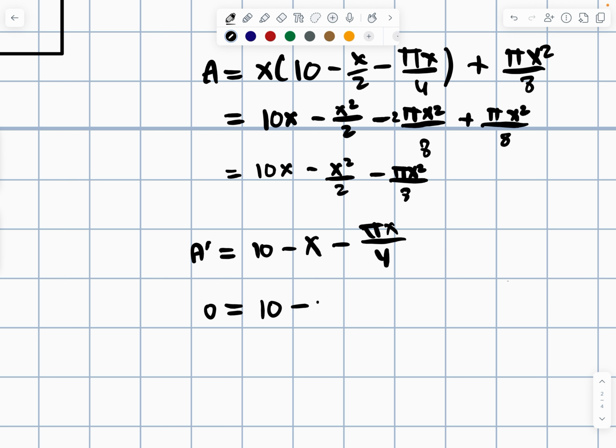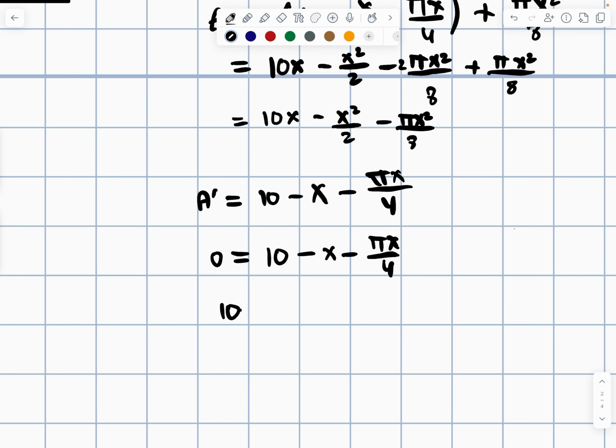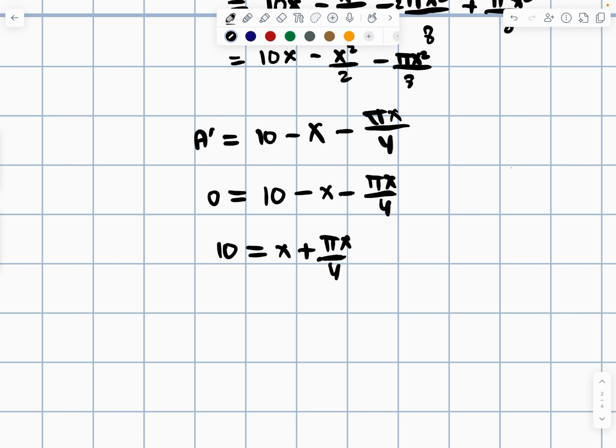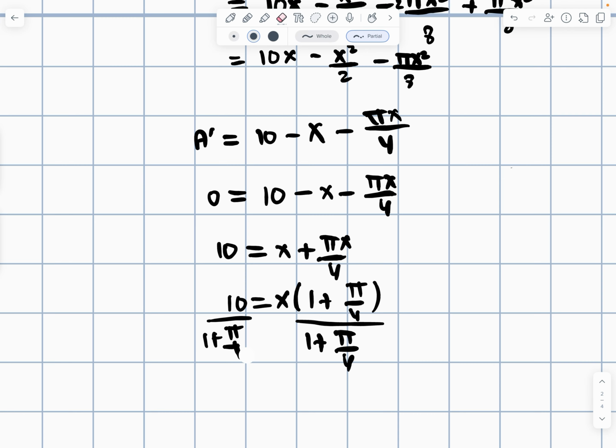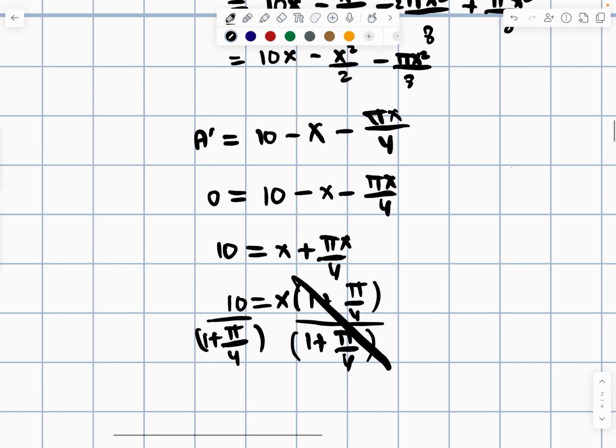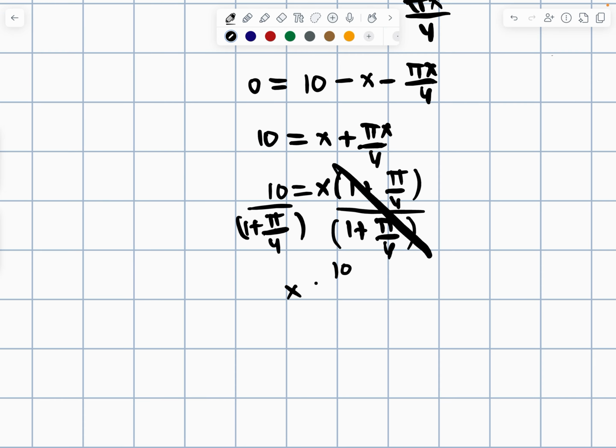10 minus x minus pi x by 4. And then we can move the 10 to the other side and divide by -1 on everything. That will give us this equation here. Once we do that, we're just going to isolate x. So 10 is equal to x times (1 plus pi by 4). And then we can just divide both sides by 1 plus pi by 4. This will cancel out and x will equal 10 divided by 1 plus pi by 4.